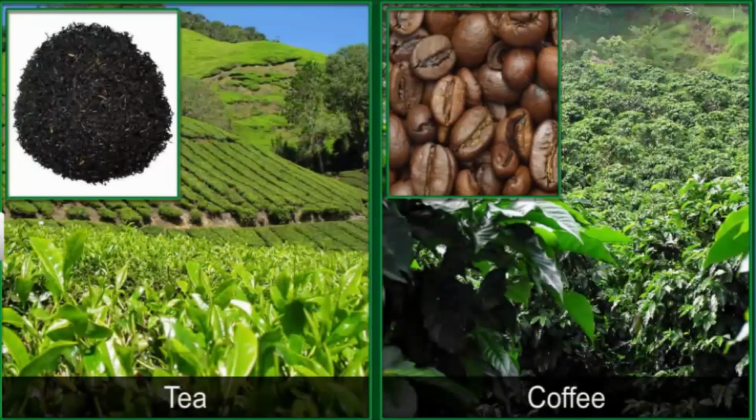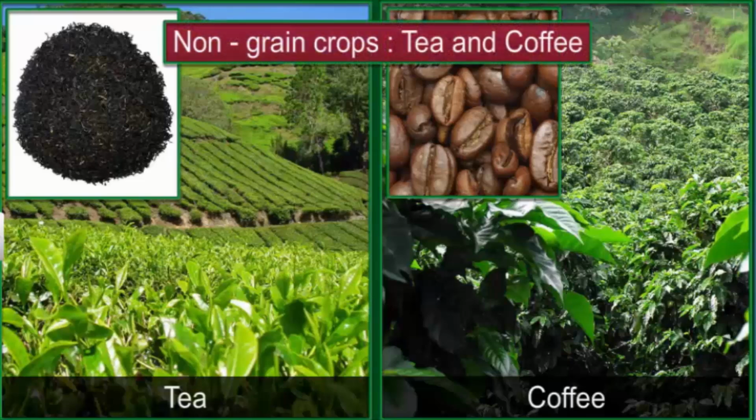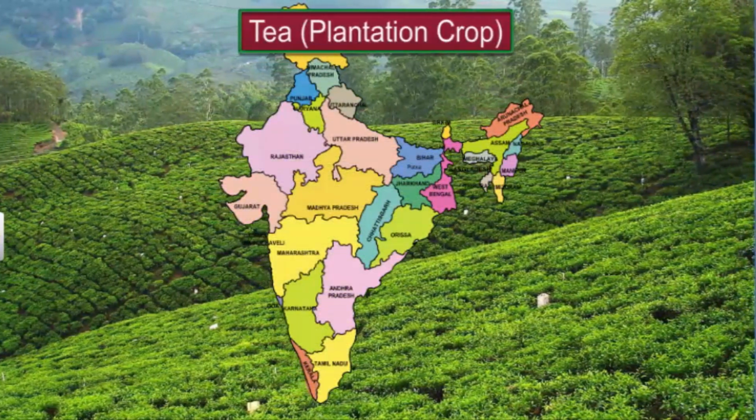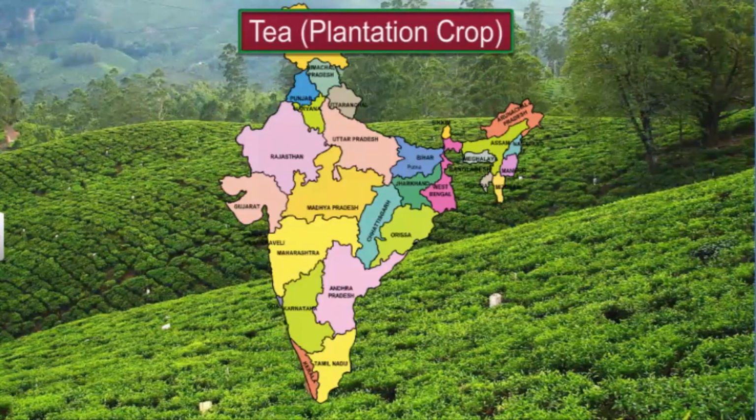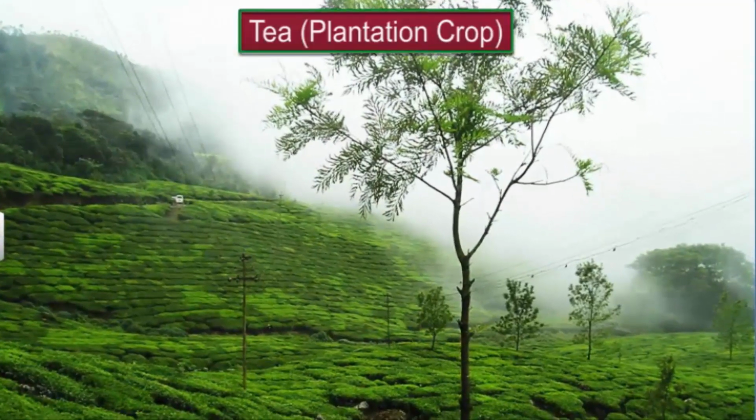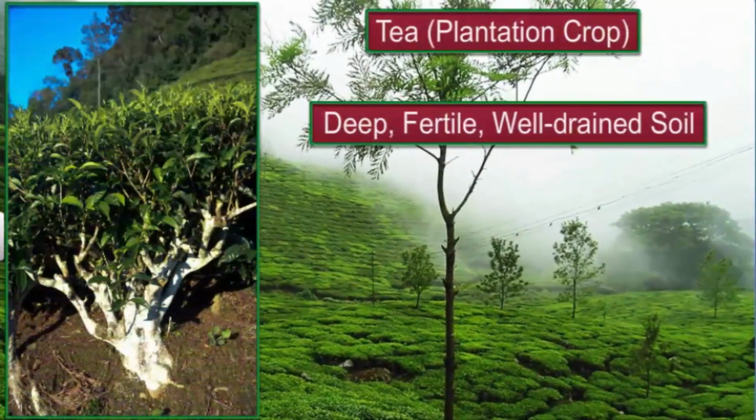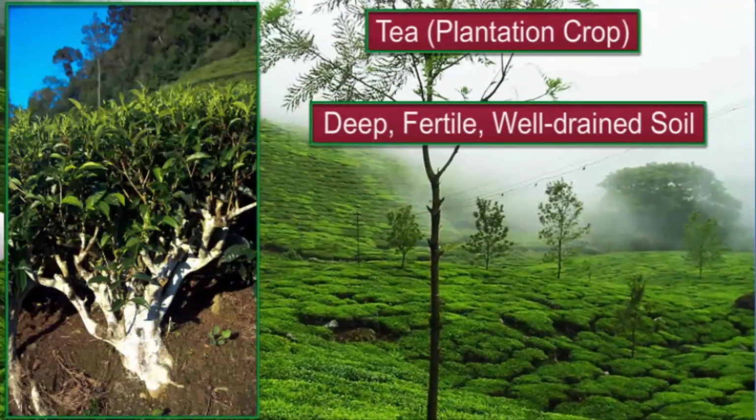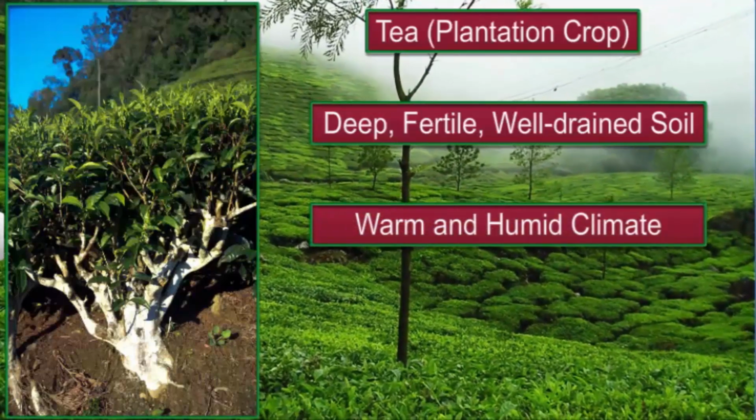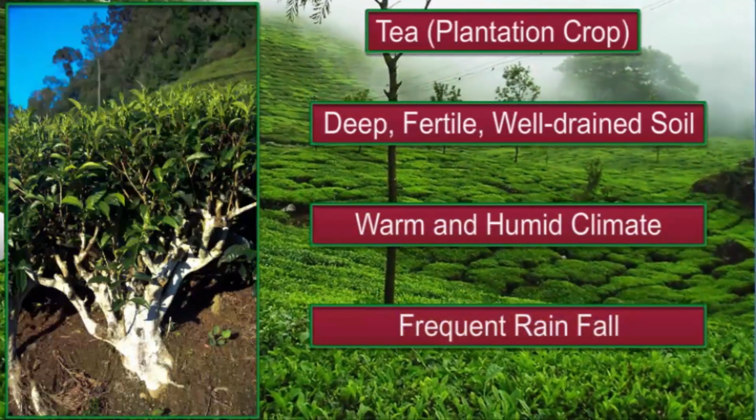Most of us begin our day with a steaming cup of tea or coffee. Tea and coffee are beverage crops grown as plantation crops. India is the largest producer, consumer and exporter of tea in the world. A tea plant is a bush that grows in deep, fertile, well-drained soil. The plant requires warm and humid climate with frequent showers for continuous growth.